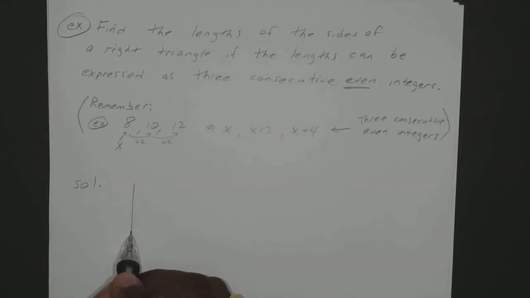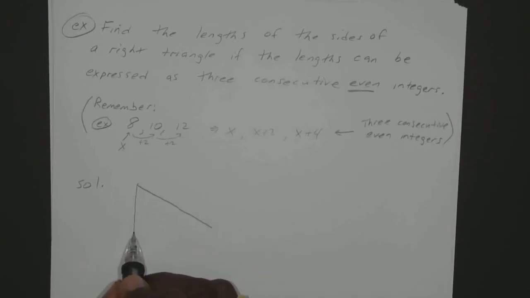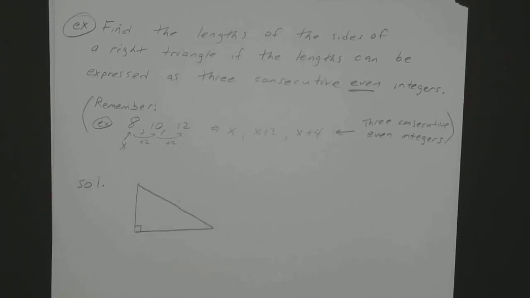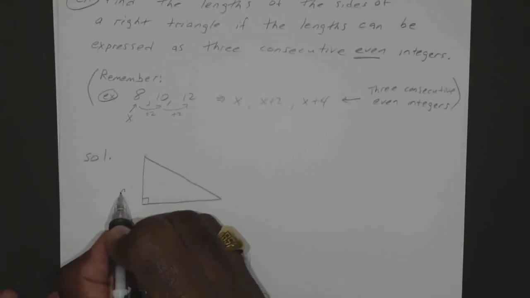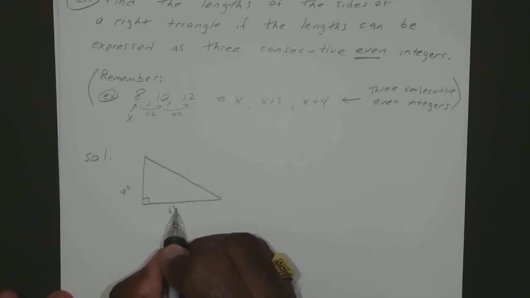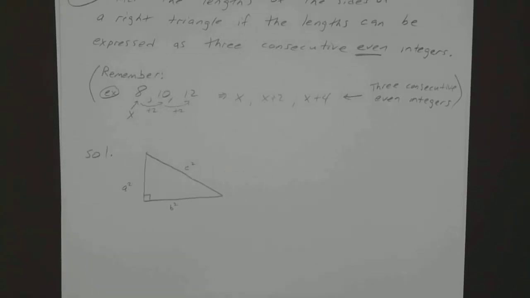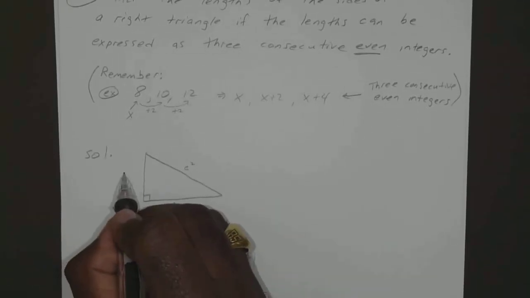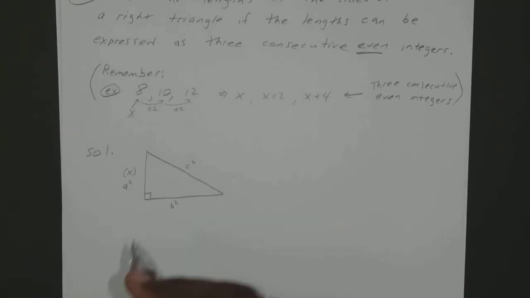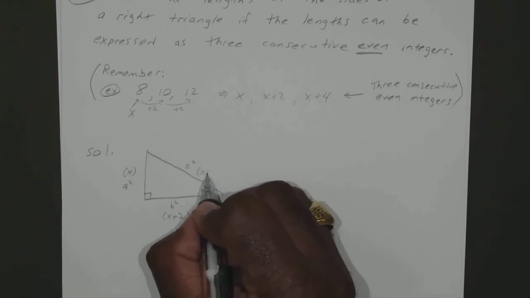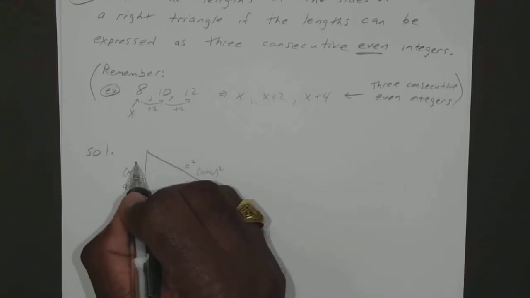draw a quick picture here. And we have our three consecutive integers. We know that a squared plus b squared equals c squared. Okay, so that means if they're all three consecutive integers, it could be x, x plus 2, and x plus 4 squared.